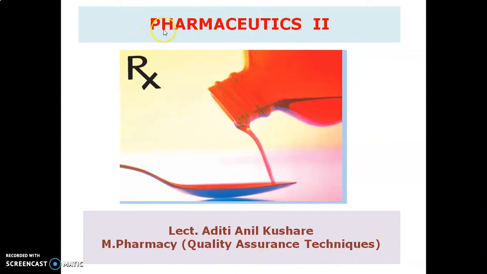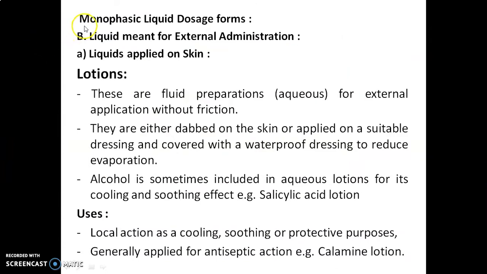Today we are going to discuss the experiments from Pharmaceutics 2. First of all, let's discuss the introduction of dosage form. In that, monophasic liquid dosage forms. In that, B, liquids meant for external administration. That is, liquids applied on skin. So in that we will discuss lotions.